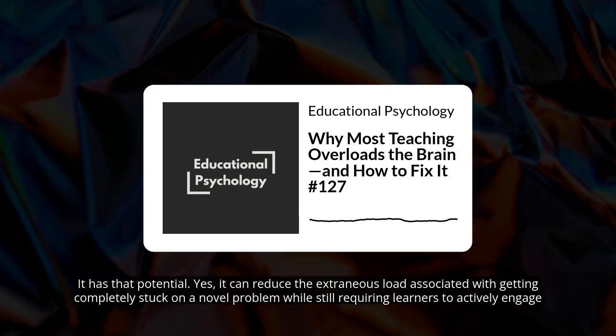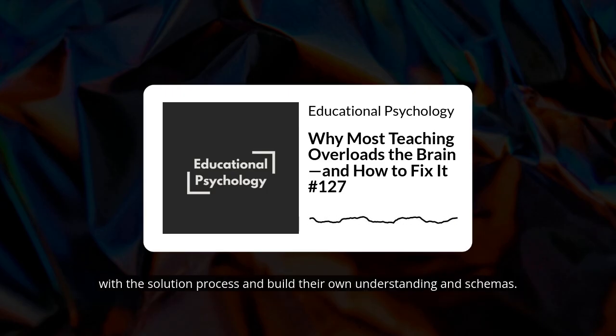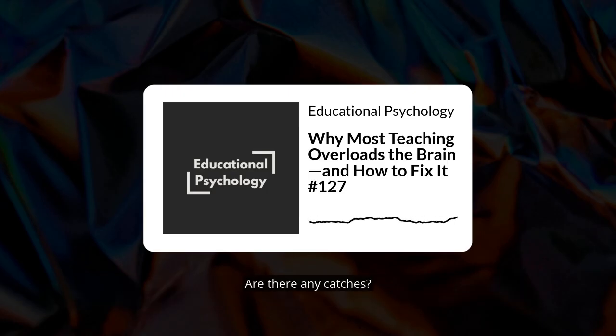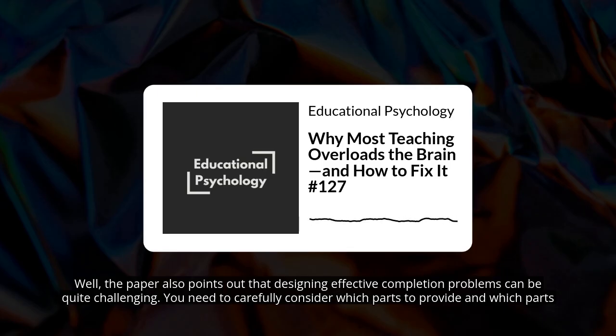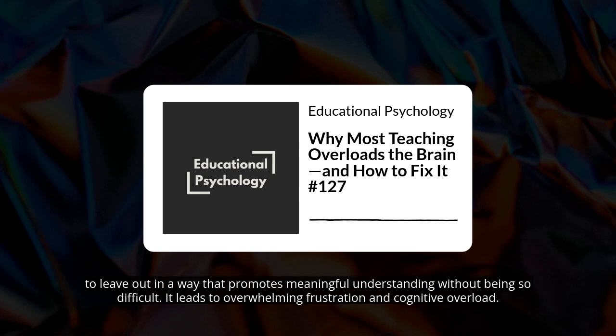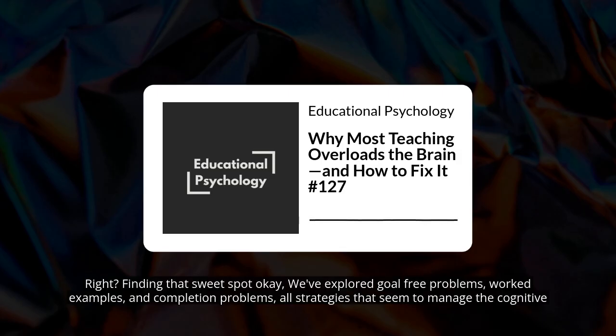It can reduce the extraneous load associated with getting completely stuck on a novel problem, while still requiring learners to actively engage with the solution process and build their own understanding and schemas. Are there any catches? Well, the paper also points out that designing effective completion problems can be quite challenging. You need to carefully consider which parts to provide and which parts to leave out in a way that promotes meaningful understanding without being so difficult it leads to overwhelming frustration and cognitive overload. Right, finding that sweet spot.